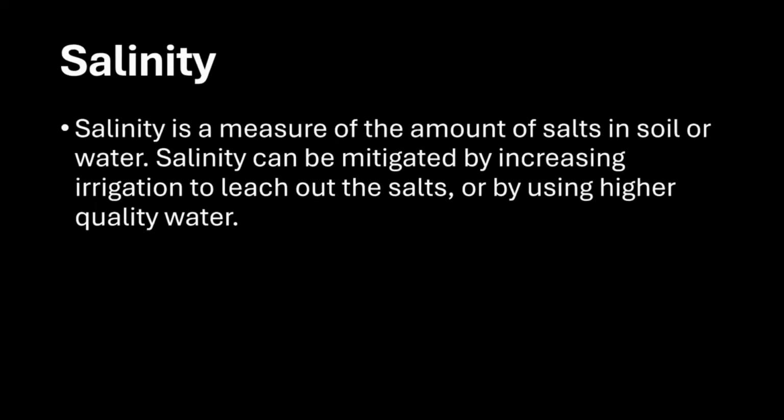Salinity. Salinity is a measure of the amount of salts in water or in soil. Salinity can be mitigated by increasing irrigation to dissolve the salts and leach them out of the soil, or by using higher quality water.